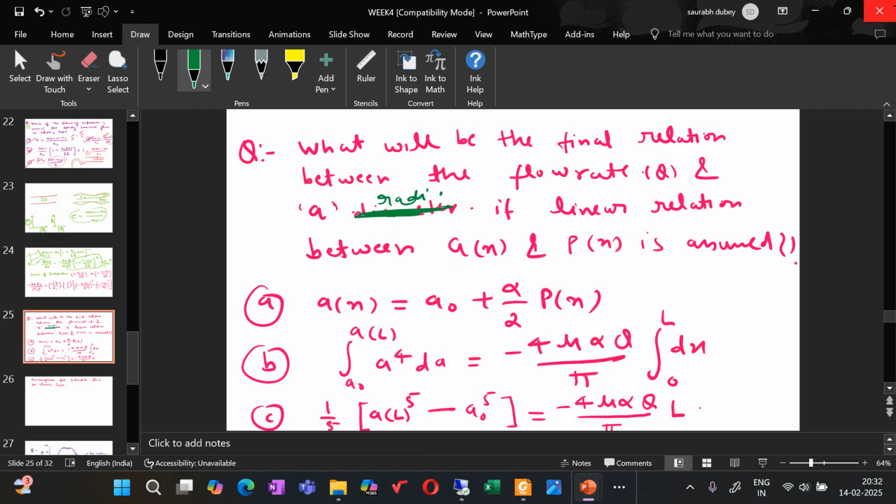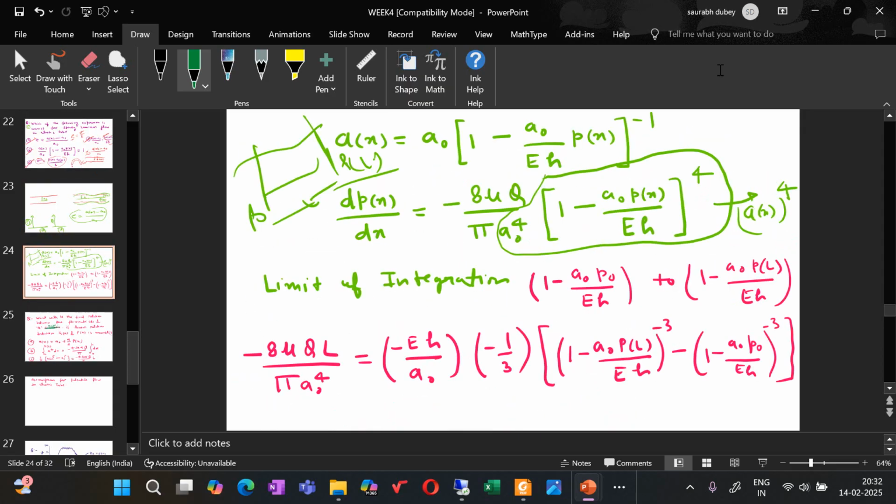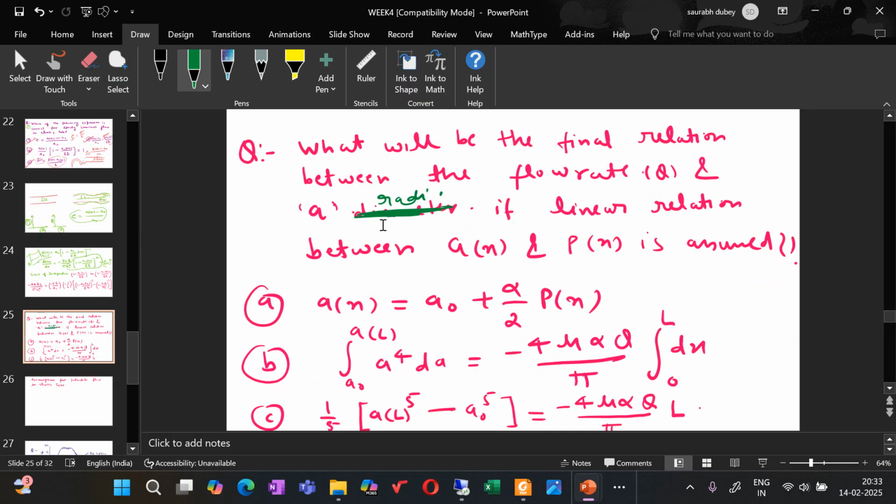So if a linear relation between Ax and Px is assumed, in the last problem that I was discussing, this is not linear. In this one Ax is depending on Px, but with a power of -1. So this is not a linear relation. If you consider that to be linear, then which options are correct? Anyone, please attempt it.